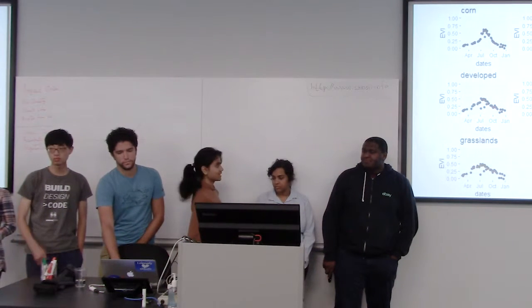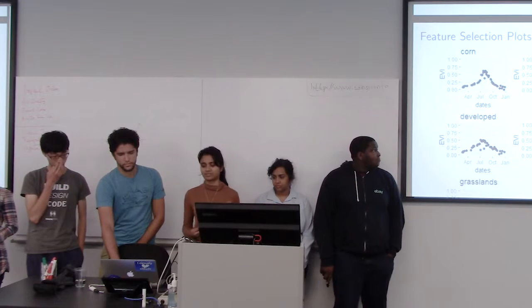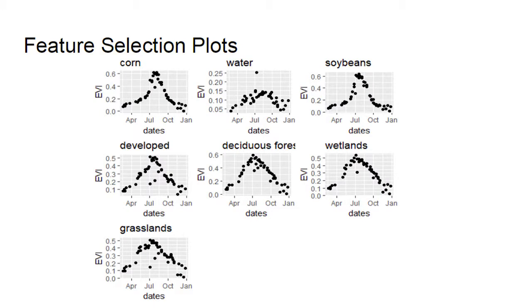So one of the first things that we did was look at different types of features. So I'm just going to go through a couple of features that we paid attention to. The graphs that you see up here are EVI values with respect to time for each different type of vegetation that was present in the data set.